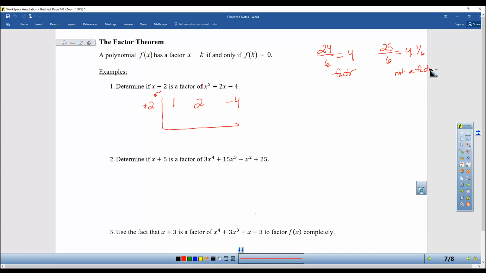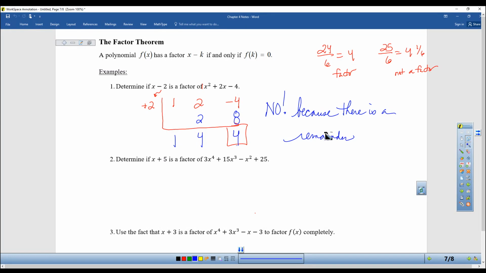So how can we tell if something's a factor? If there's a remainder. This is where the remainder goes from section 4.3. So I'm going to quickly do the synthetic division. Bring down the 1, add, multiply, add, multiply, add, and there's a remainder. So is x minus 2 a factor? No, because there's a remainder. That's how you know.